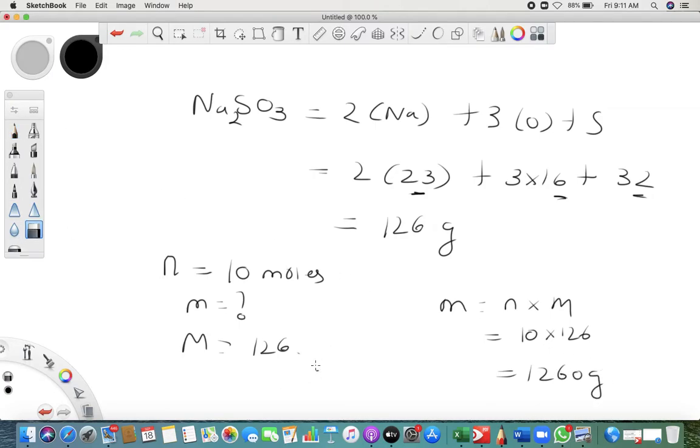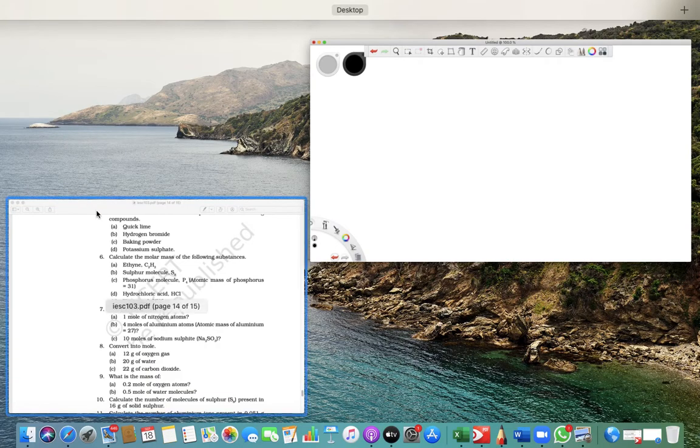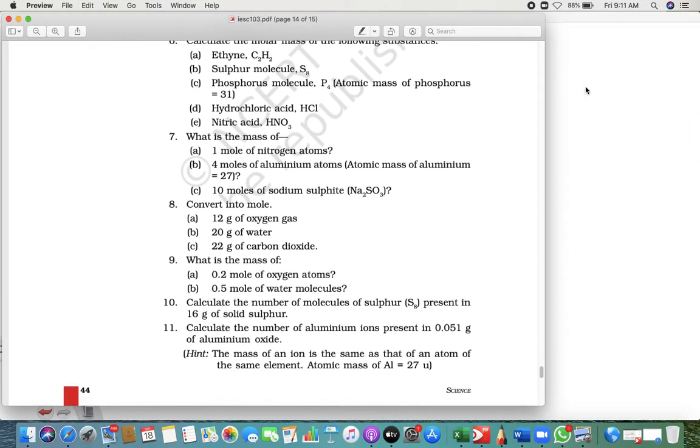Okay. So that is how you will find out the mass. Now we have to convert into mole. What is given to you is the mass in grams: small m is given as 12 gram. We are finding small n, and capital M, as I said, we always have to remember. It is oxygen gas, O2, so it is 2 into 16, which is 32 gram.